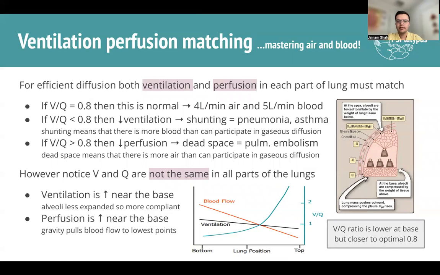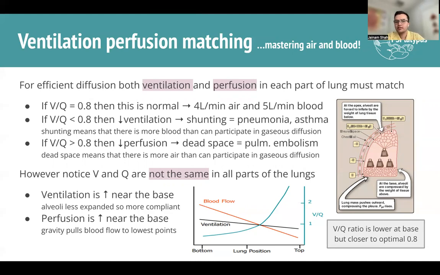If you've got VQ being less than 0.8, now we're just thinking about maths. If we've got that number being less, we know that the numerator, in this case ventilation, is too low. So if ventilation is low, what's happening is what we call shunting. Shunting means that there is a lot more blood than can participate in gaseous diffusion, just because I don't have the air to match it. So I could have a huge amount of blood, but if I've not got enough air to actually get oxygen from, that blood's going to be basically doing nothing, right?